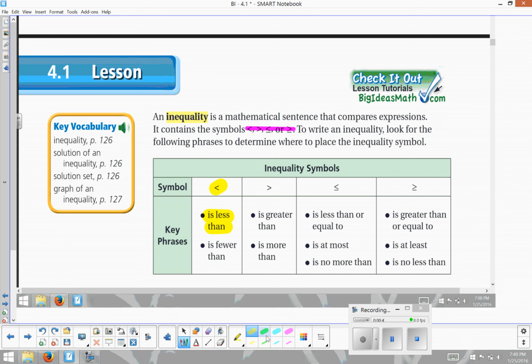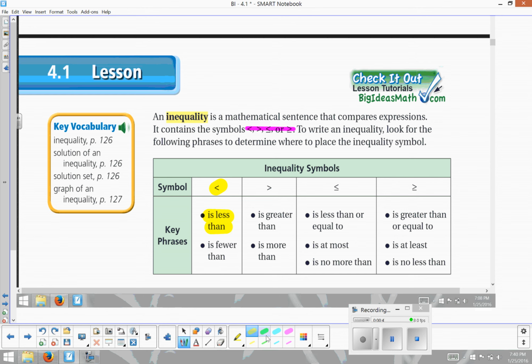And the next one I have here is called less than, but then it's also equal to because it has an equal to at the bottom. It's often also referred to as at most or no more than. And then finally, my last one is called the greater than or equal to because it's a greater than, but it also has an equal sign at the bottom. You can also refer to this as at least or no less than.